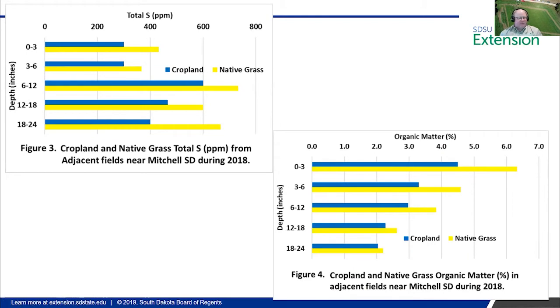Okay, if we look at total sulfur, same story. More dramatic reductions from the native grass to the cropland. If we look at that graph in the upper left-hand corner, those blue lines are substantially lower than what I showed you for the phosphorus and the potassium. In the bottom right-hand corner, I have the organic matter levels, and we can see native grass is much higher at all soil sampling depths. Most drastically in that 0 to 3 and the 3 to 6 there.